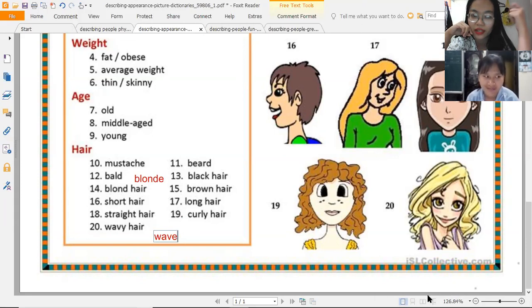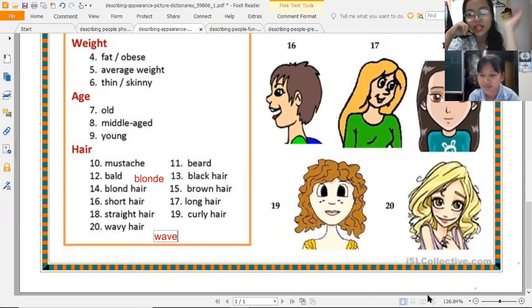Wavy, wavy. The wave is a noun. To turn it into an adjective, it changes to the ending y. Yes, and then the meaning is the same. It's not like curly. Wavy is not like curly, which is something like noodles. Do you know noodle? Yeah. But wavy is not curly enough.